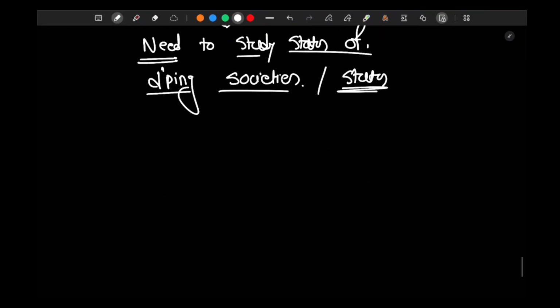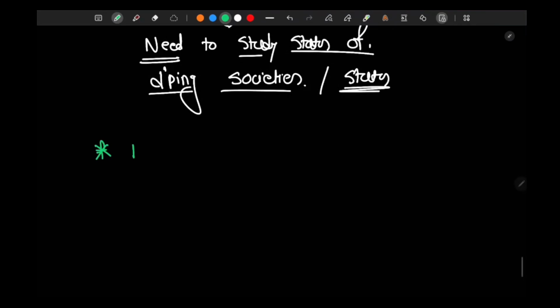So we have to understand what is systems approach. What is systems approach trying to do, right? So we'll start with basic concepts of systems approach.